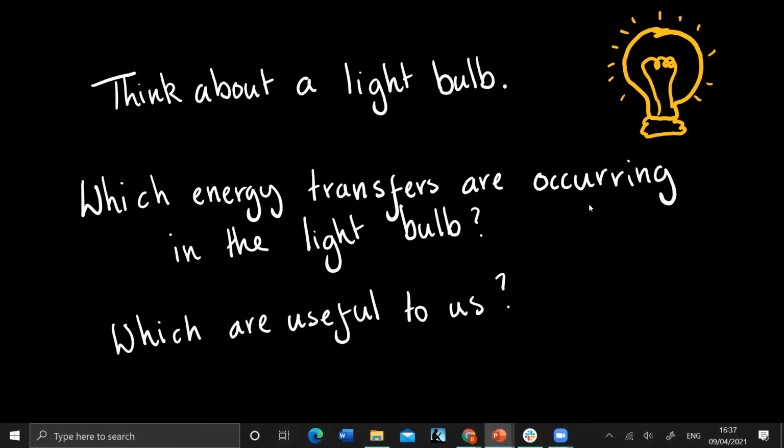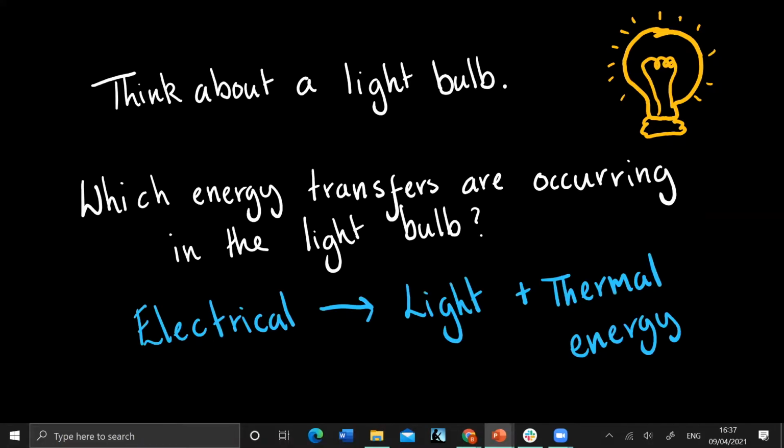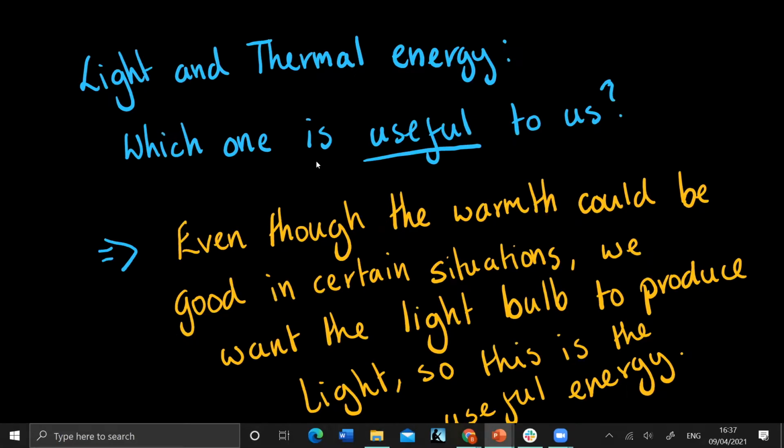So if you think about a light bulb, what you have in your house, a lamp or in the ceiling, energy transfers are happening in that all the time. But which ones are useful to us? So what's going on if it's plugged in? Electrical energy is being transferred to light and thermal energy, so heat energy. But only one of those is useful to us, because obviously it emits both those types of energy, but one of them is useful. So when we say the word useful, we mean what we want it to do.